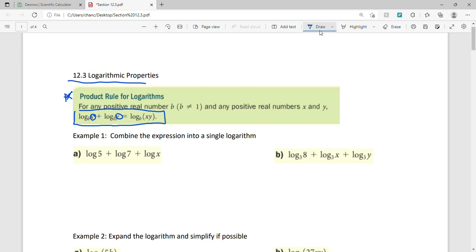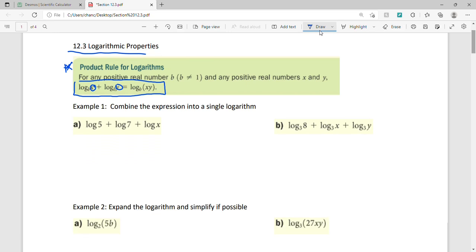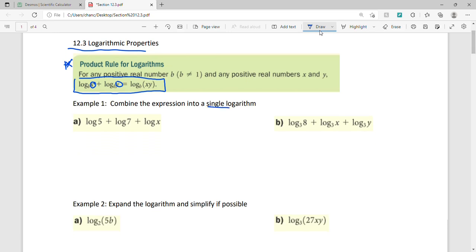Let's look at example 1. It says combine the expression into a single logarithm, and we'll use the product rule. I can use the product rule for the first two terms. Log of 5 plus log of 7 is log of 5 times 7. And then we'll add log of x. 5 times 7 is equivalent to 35.